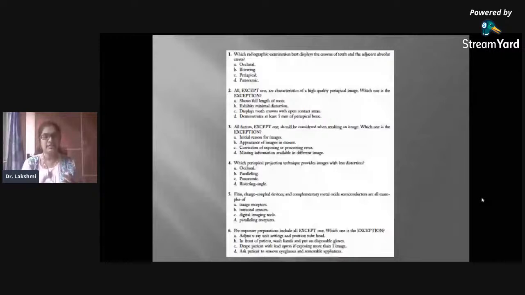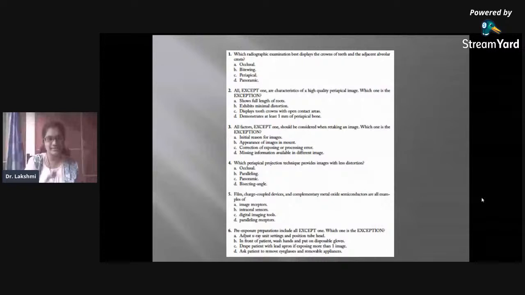So fifth question, film, charge coupled device and complementary metal oxide semiconductors are all examples of, A, that is image receptors. Sixth, pre-exposure preparations include all except one. Which one is the exception? Exception is C, drape patient with lead apron if exposing more than one image.